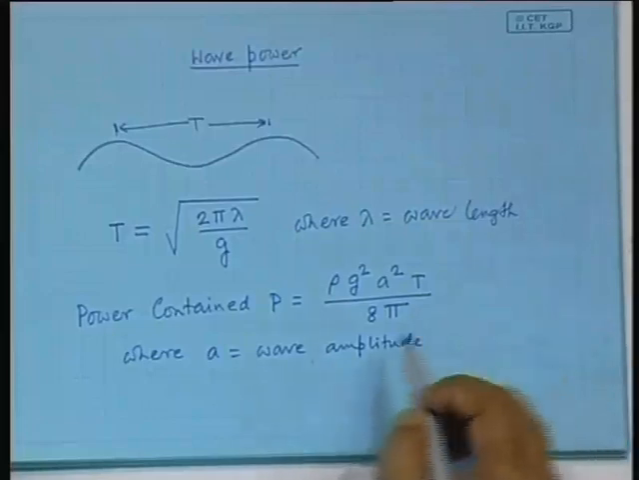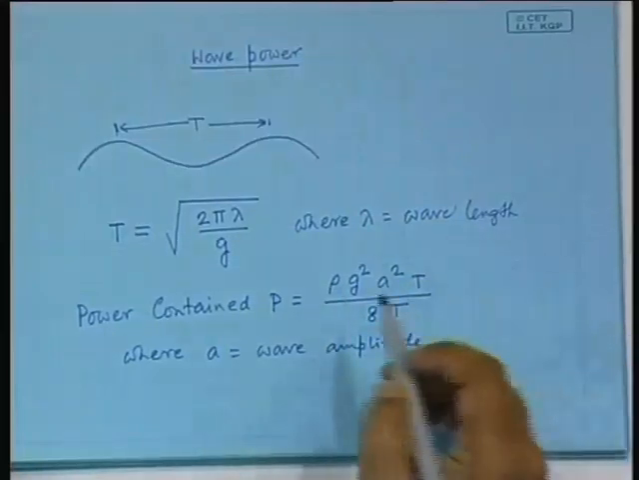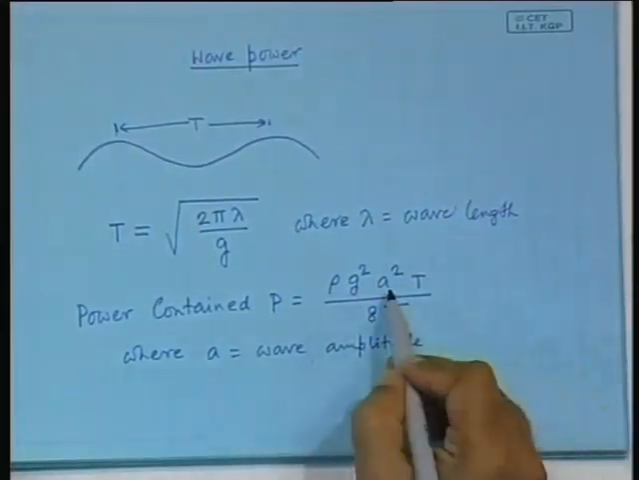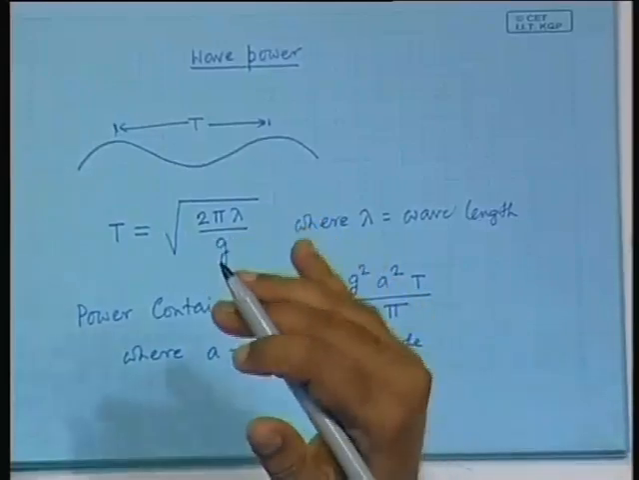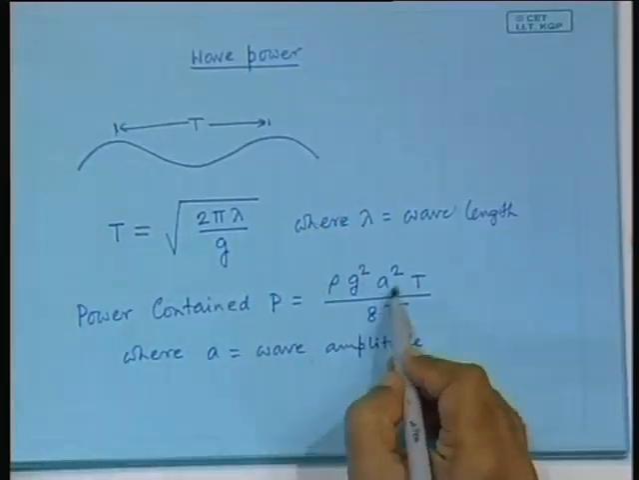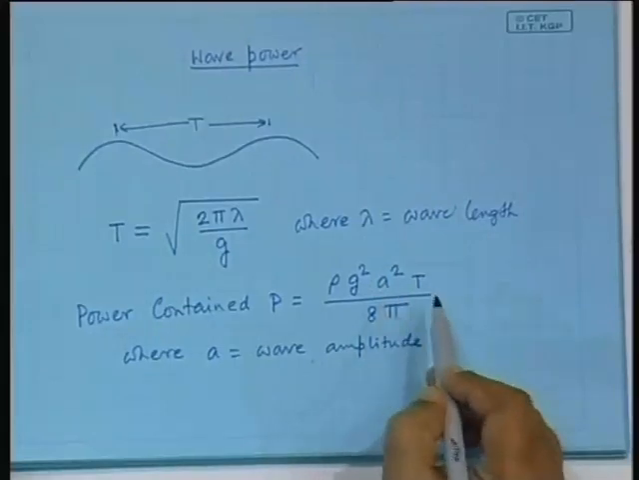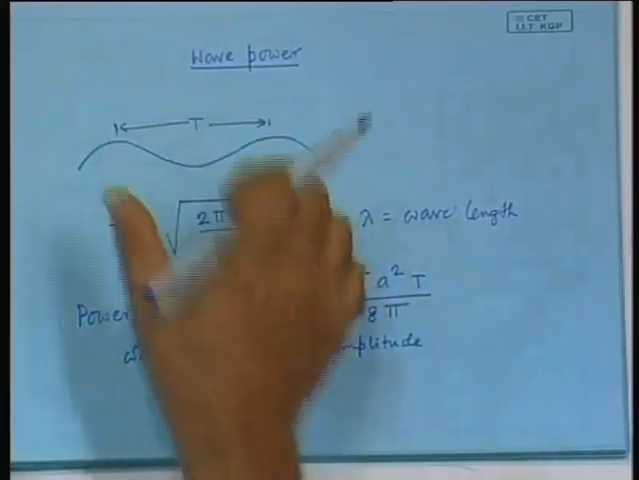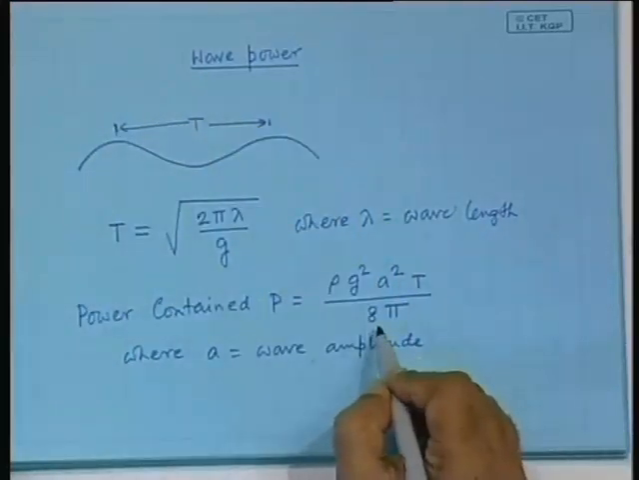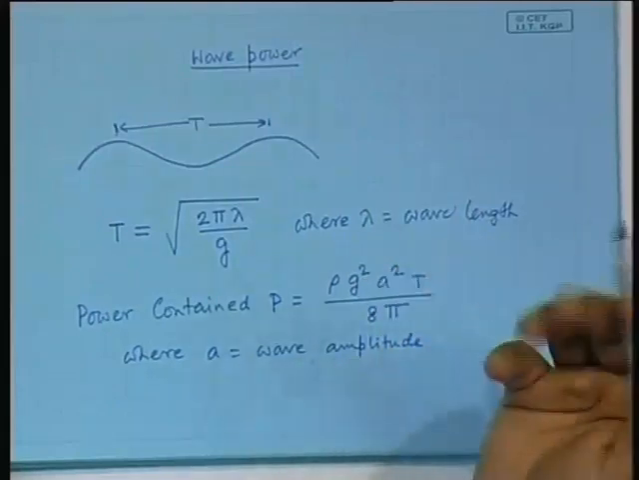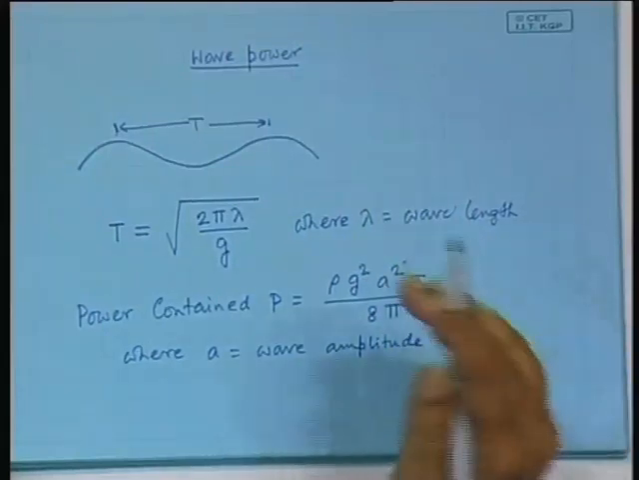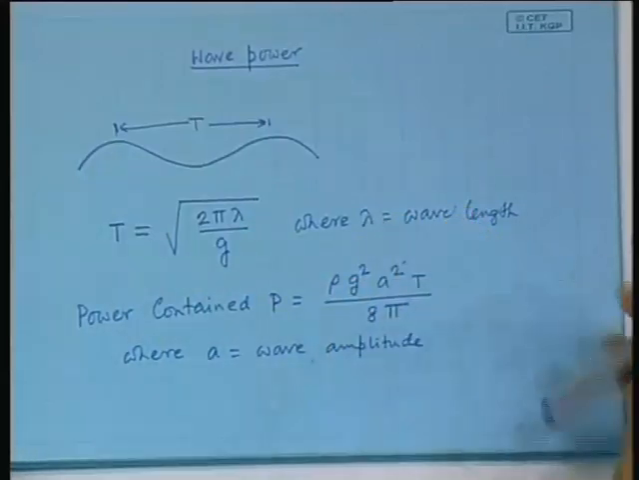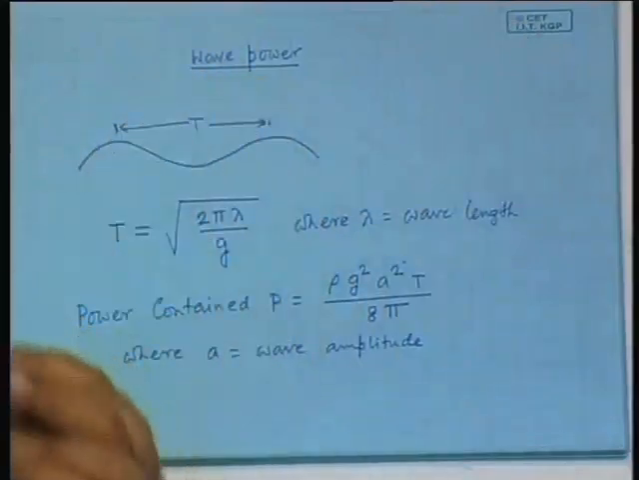So, you can see that rho is the density, g is a constant, A is the wave amplitude, how big the waves are, that appears here, and T is the time period between the two crests, and this is constant. So essentially the whole thing depends on A, the amount of oscillation that you experience at a particular point.